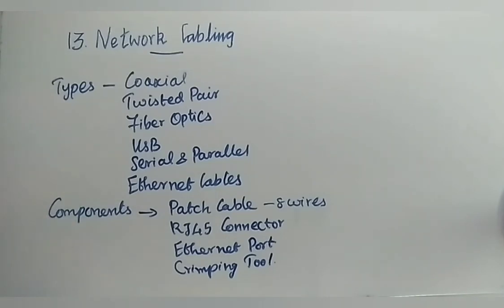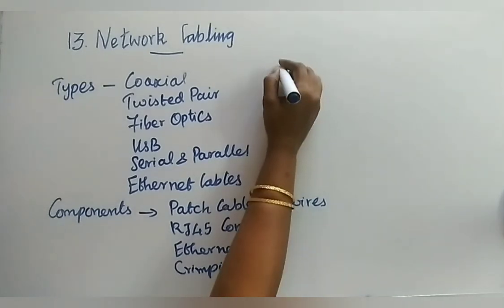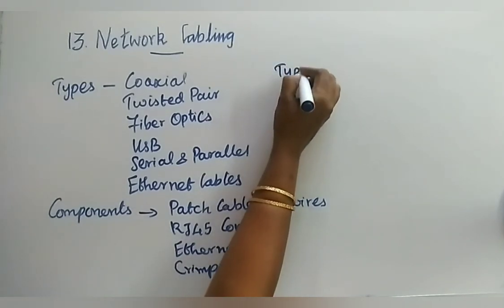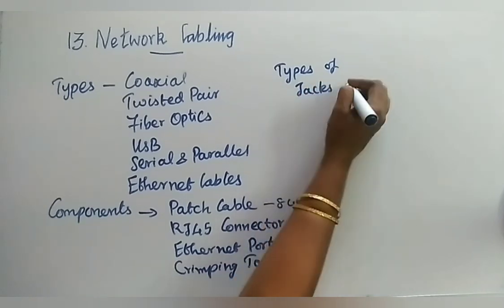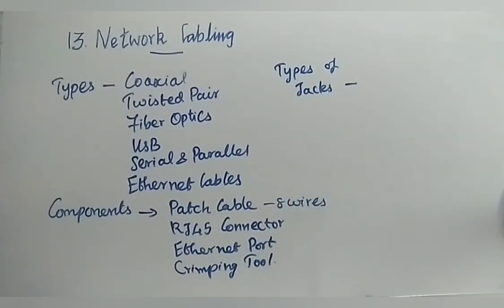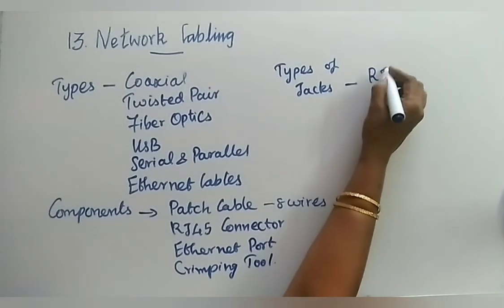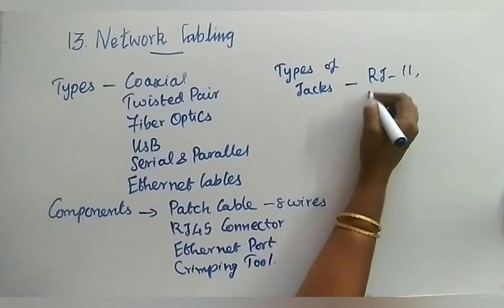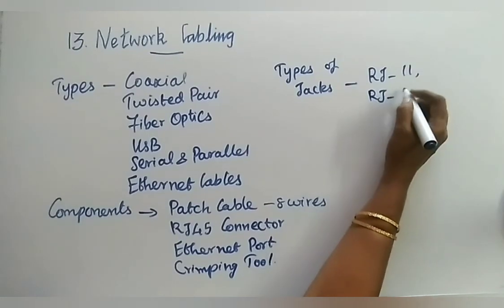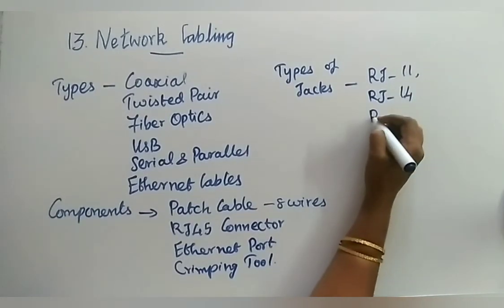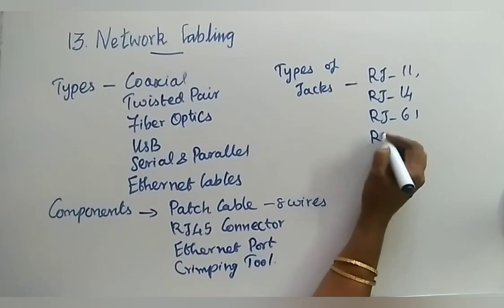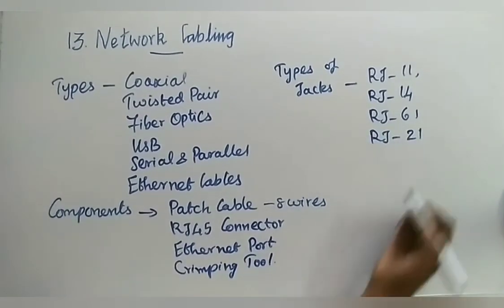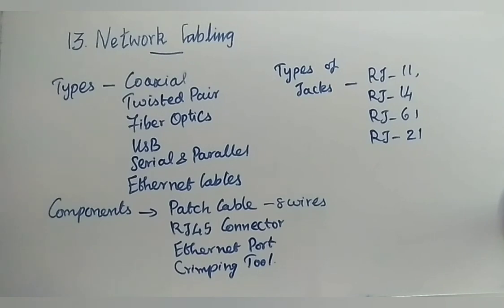Next we finished the types of jacks. In that we discussed what RJ is, that is, registered jack. Under that, the types we discussed in our lesson are RJ11, next RJ14, next RJ61, and next RJ21. So these are the 4 jacks that we have discussed.